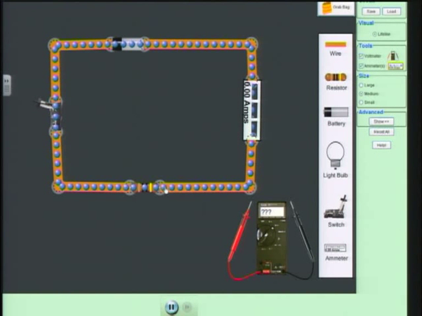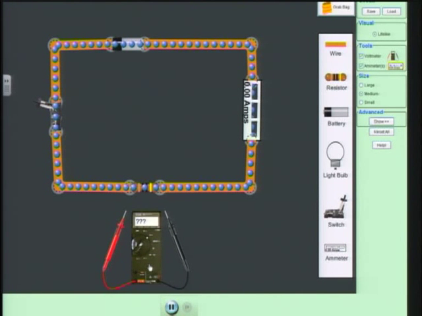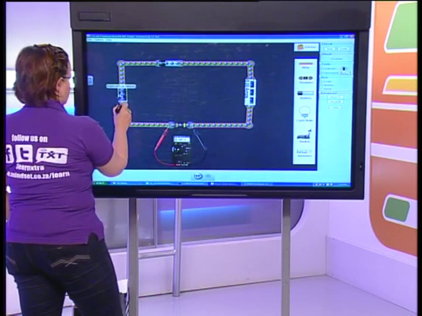Okay, remember, the switch has got to be switched on. That's got to complete the circuit. So what I'm going to do is put my voltmeter in place, connect it over my resistor. So there we go. It doesn't read anything because there's no current flowing. The ammeter doesn't read anything. No current is flowing. So now I'm going to switch it on.